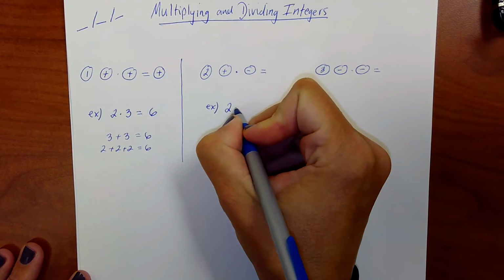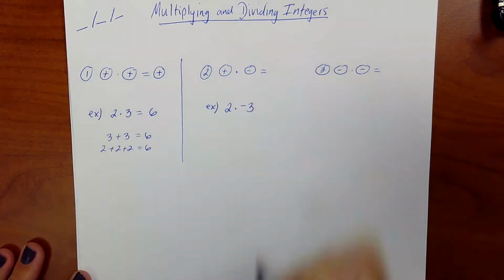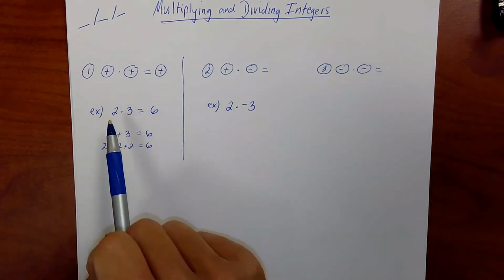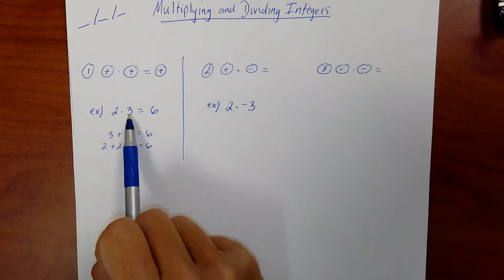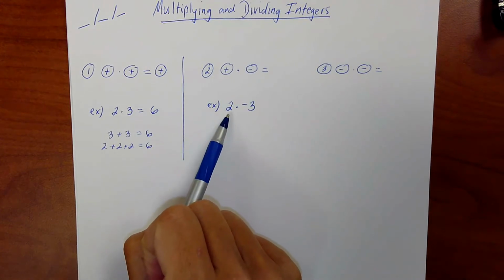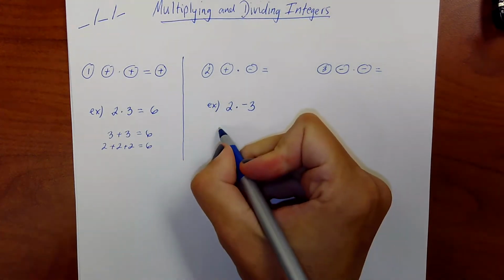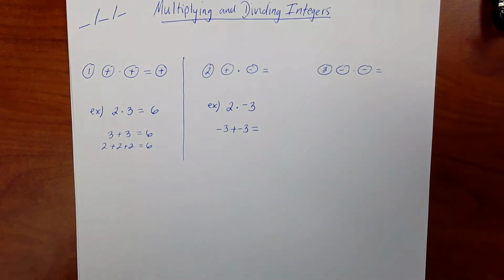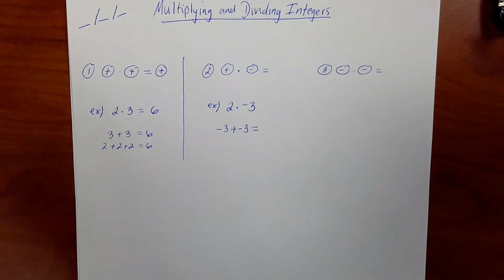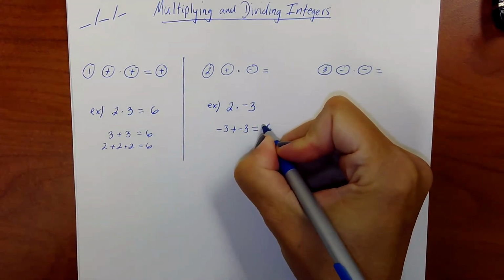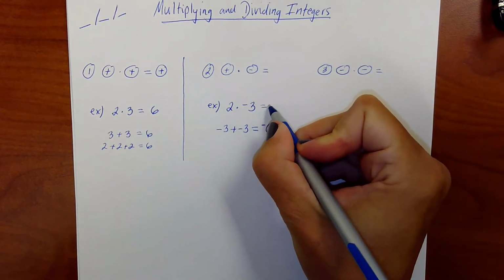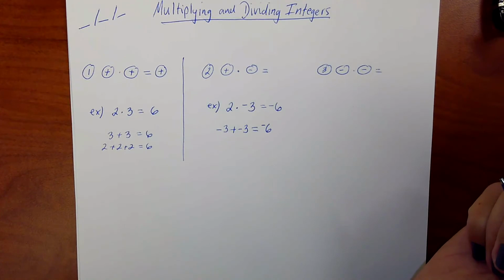So let's try 2 times negative 3. Well, if we use the same logic, over here it was two groups of positive 3. This is going to be two groups of negative 3. So if we do two groups of negative 3, add those together, use your integer rules. Are the signs the same? Yes. You add them together and get a negative. So 2 times negative 3 is going to be negative 6.